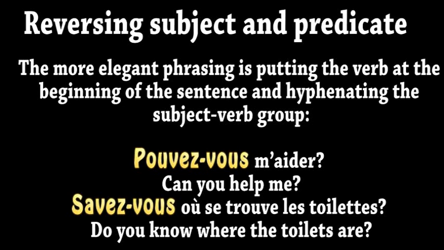Now, reversing the subject and the verb. This one's a little bit more eloquent because you're not just saying, can you, it's more, can you? Pouvez-vous? So, pouvez-vous, instead of vous pouvez. You put the verb before the subject, and then it becomes a question. So, pouvez-vous m'aider? Can you help me? Savez-vous où se trouvent les toilettes? Do you know where the bathrooms are?